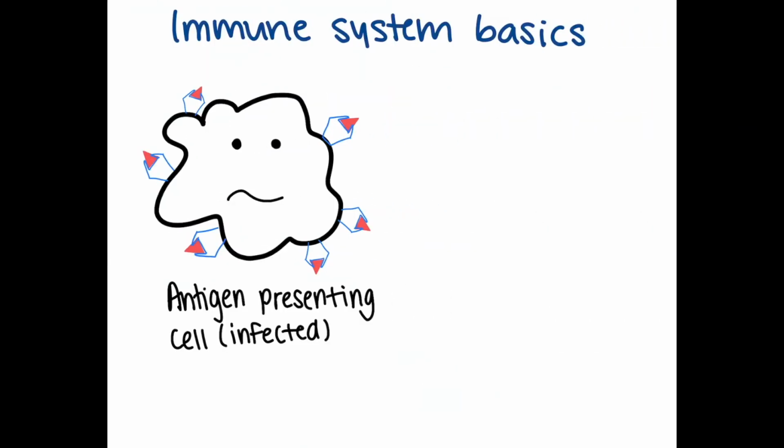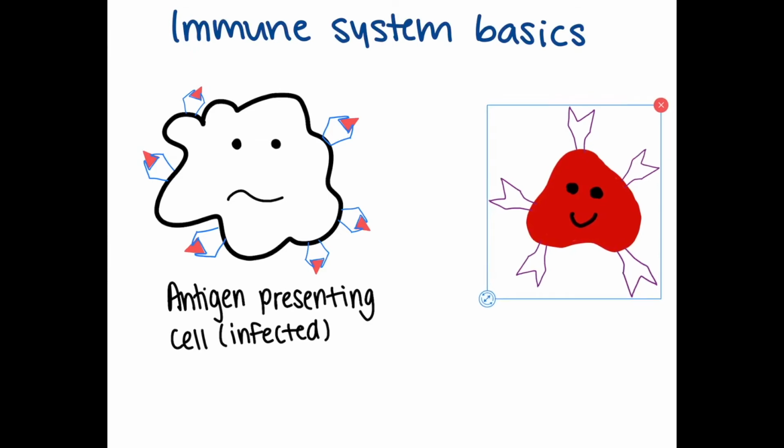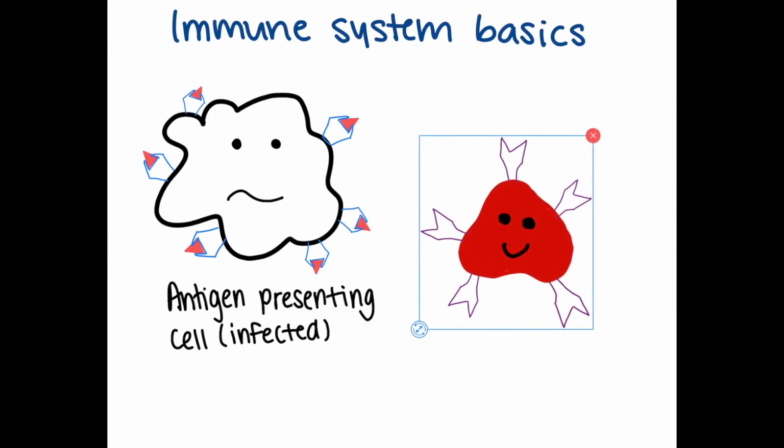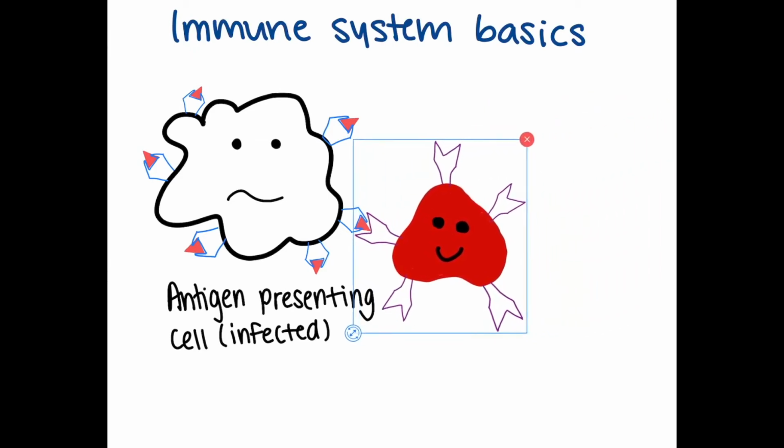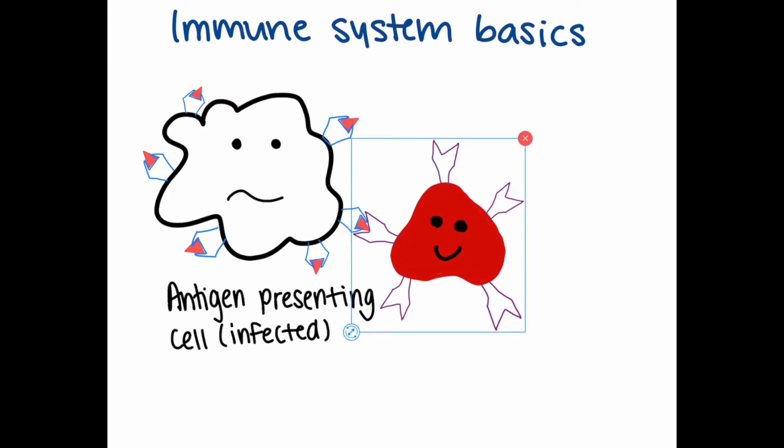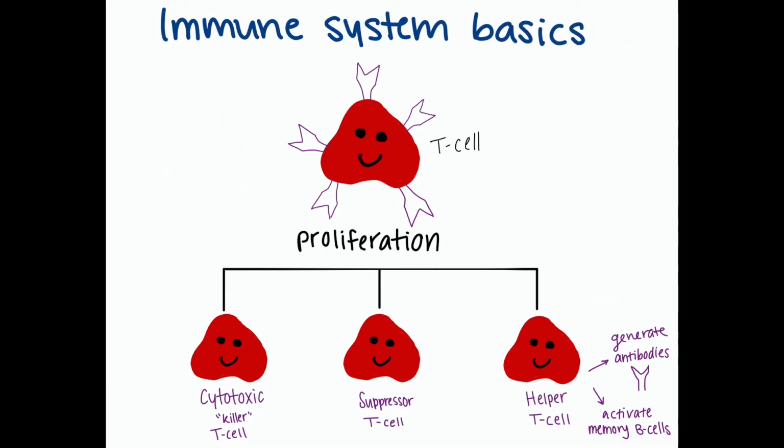Now that we have this infected antigen-presenting cell, a helper T cell will come along and use its antibody to bind to the antigen of the pathogen. But this antibody on the T cell will have to bind exactly to both the pathogen's antigen and the MHCs. Once they bind, a process known as T cell proliferation begins, where the T cell will then reproduce and create other cells like it.